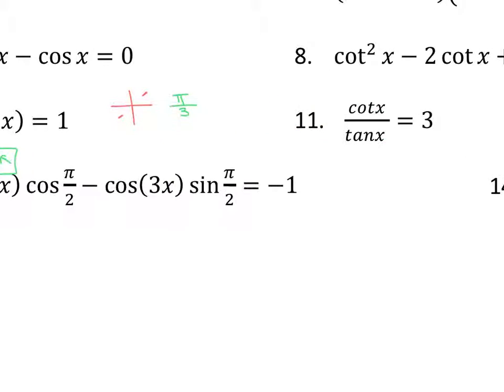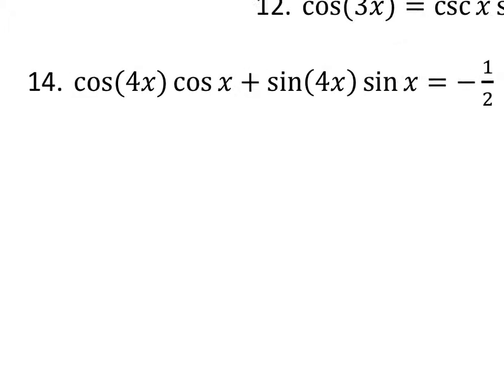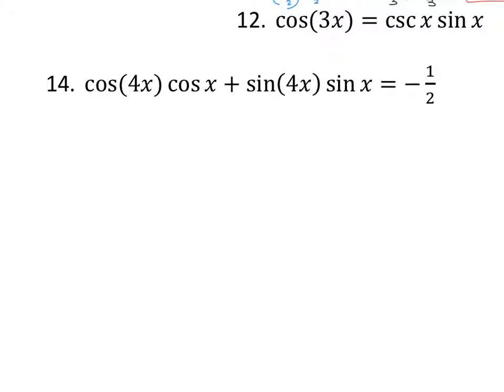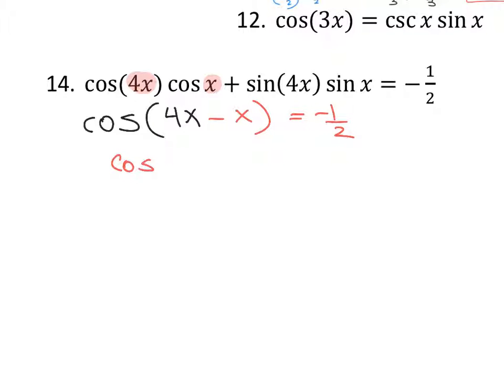Now let's do number 14. Cosine 4x cosine x plus sine 4x sine x equals negative 1 over 2. Now that reminds me of the cosine difference formula, so that would give me cosine of 4x minus x, where 4x is going to be angle A and x is angle B. So cosine 4x minus x equals negative 1 over 2. So that is cosine of 3x equals negative 1 over 2.